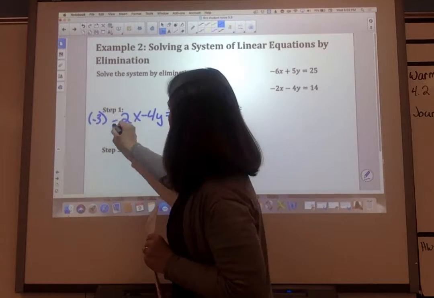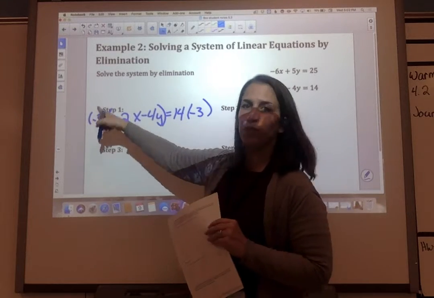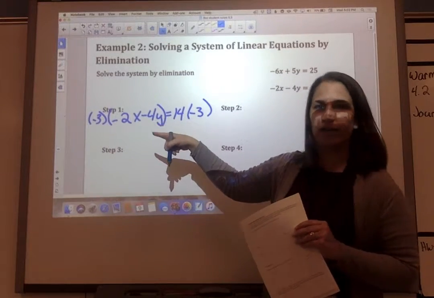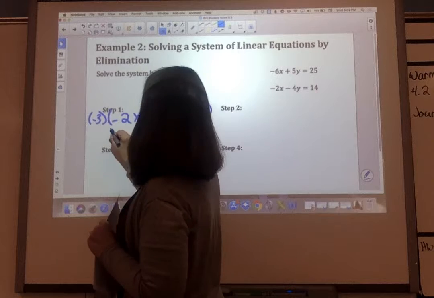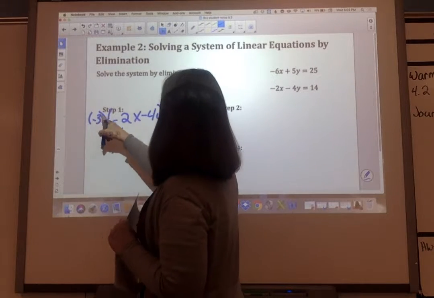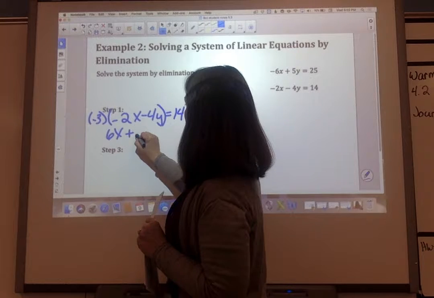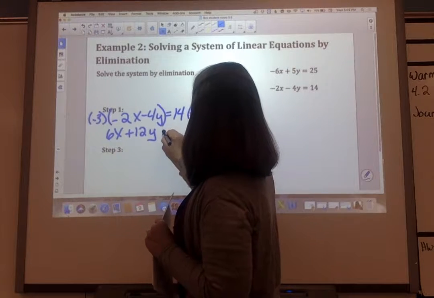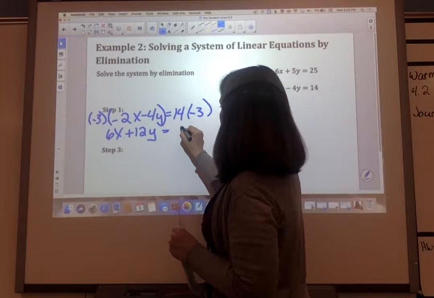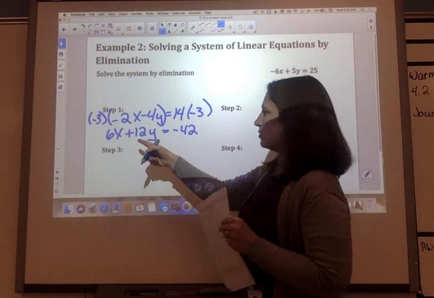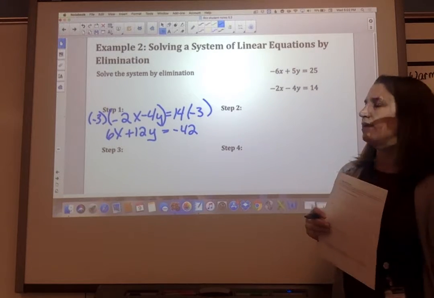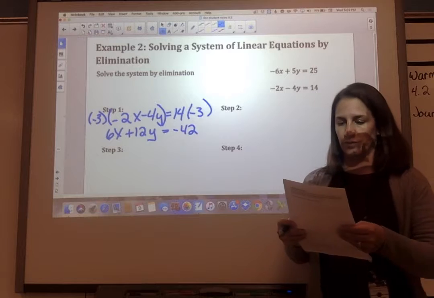So here I need to use the distributive property to distribute that negative 3 to both terms on the left. So negative 3 times negative 2x is 6x. Negative 3 times negative 4y is 12y equals negative 42. So 6x plus 12y equals negative 42.